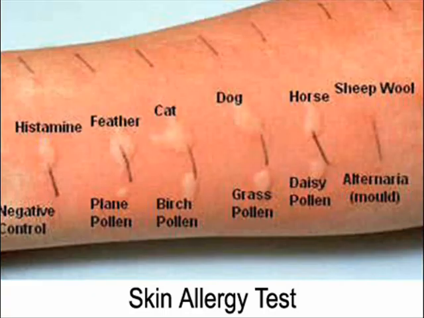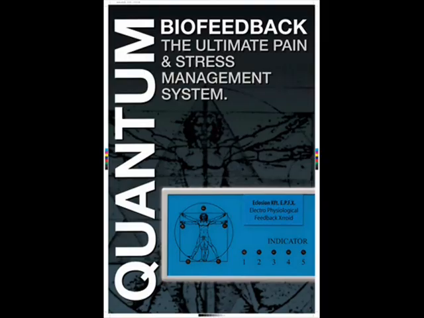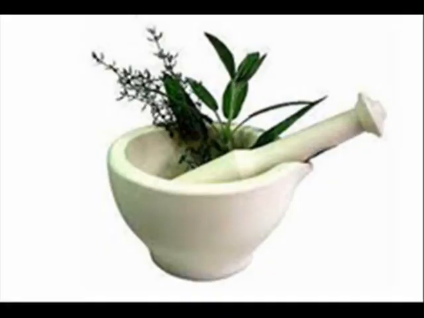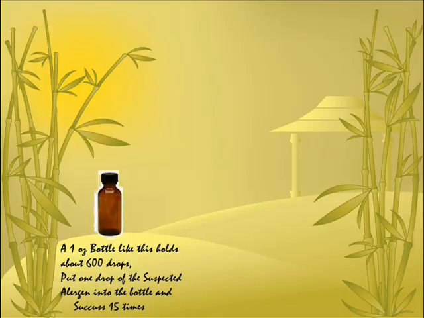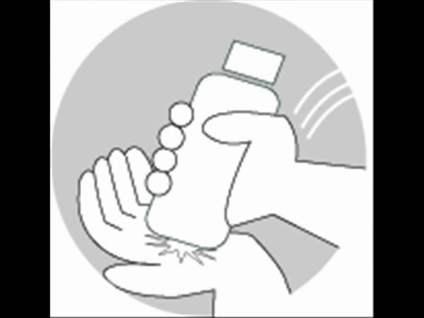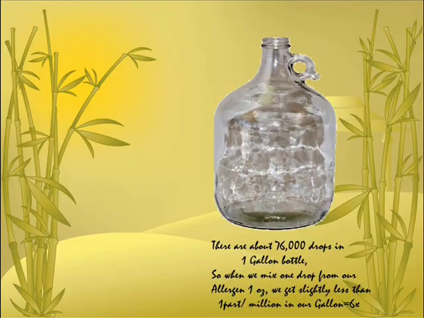You can do your own allergy test, where you take little bits of the matter and put it on the skin, a little scratch test, or you can have it done by the doctor's office. Once we find the item that is reactive, we can get a small bit of it, crush it up, and put it into a 1-ounce bottle, which holds about 600 drops. We put 1 drop of the suspected allergen into the bottle and succuss it 15 times. That means hit it on the hand there and shake it 15 times, striking it violently.